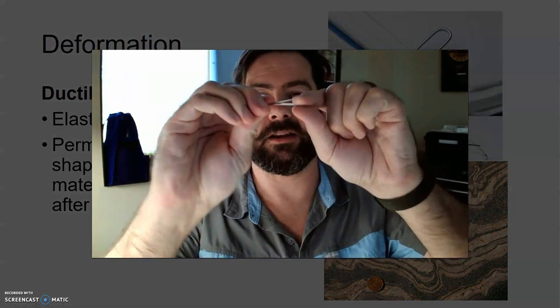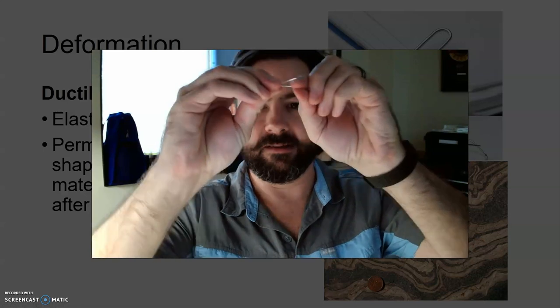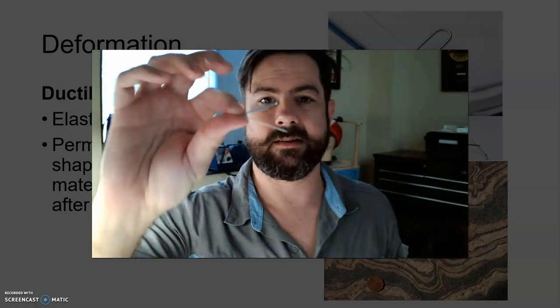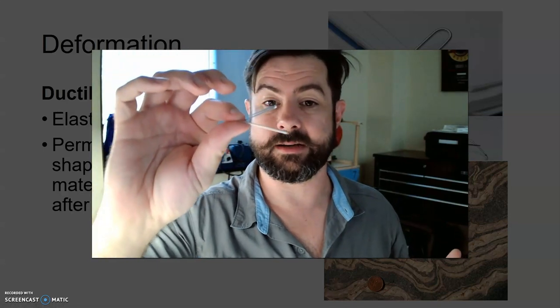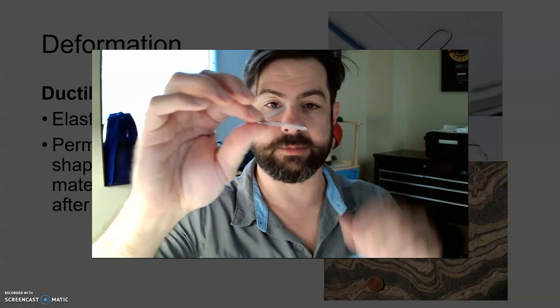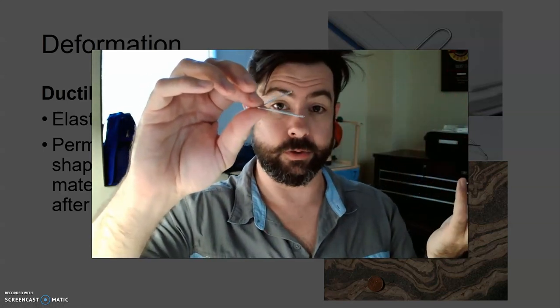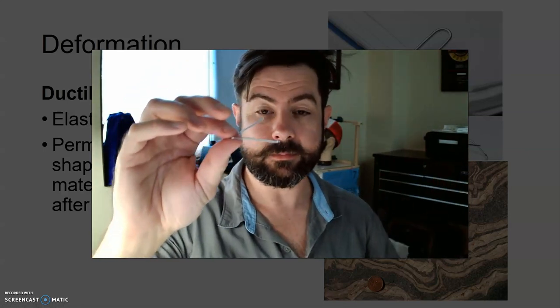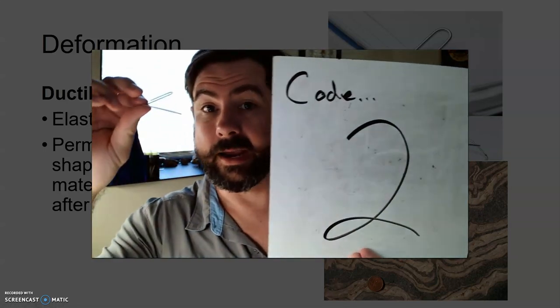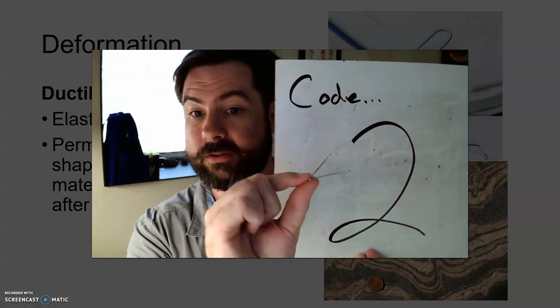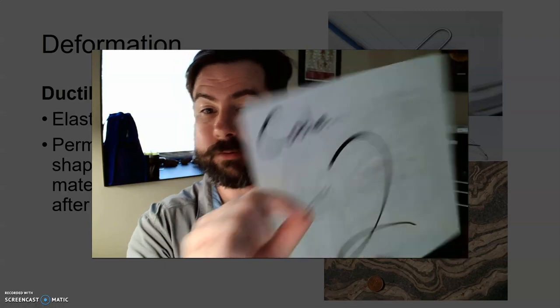If I apply enough stress to this paperclip, I keep applying stress, snap it right in there. I've exceeded the elastic limit. It is now in the realm of ductile deformation. It has changed shape. I've removed the stress, and it's not going back. So that's ductile deformation. I'll say it one more time just so you can see. I'll even hold it in front of this fancy whiteboard here. So that's ductile deformation.